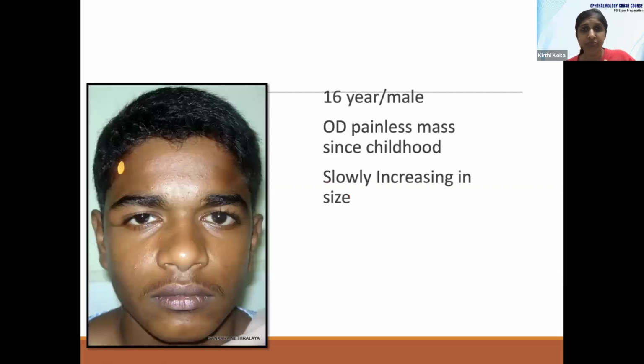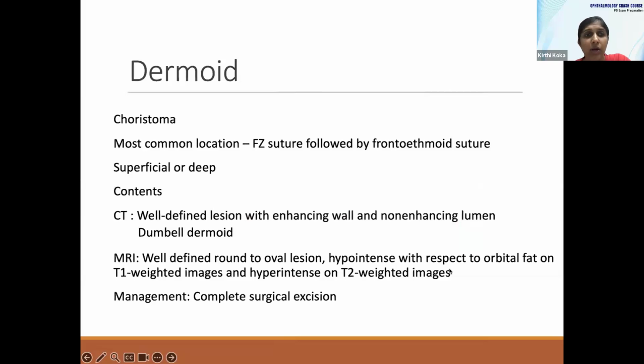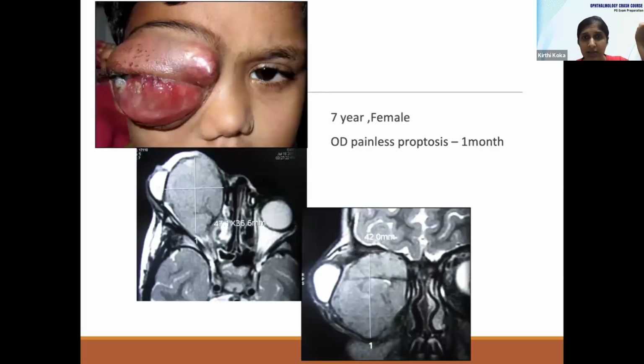Here is a male patient who says he has this lesion in the upper lid since birth, which is slowly increasing in size. And that's how it looks on imaging, like a well-defined hypodense lesion with a hyperdense rim. Okay, and this is how it looks on table. So what are these? These are dermoids. And what are dermoids? They're choristomas. They're generally located at the suture lines. Okay, there you have to do a CT scan to see if there's any bone involvement, and treatment is going to be complete surgical excision.